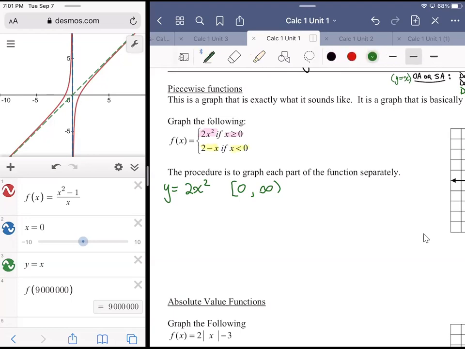All right. The next piece would be y equals 2 minus x. Now this one is all values of x that are less than 0. So that means we'd be going all the way down to negative infinity. All right, but maxing out at 0, but never getting to the 0. So parentheses on the 0.